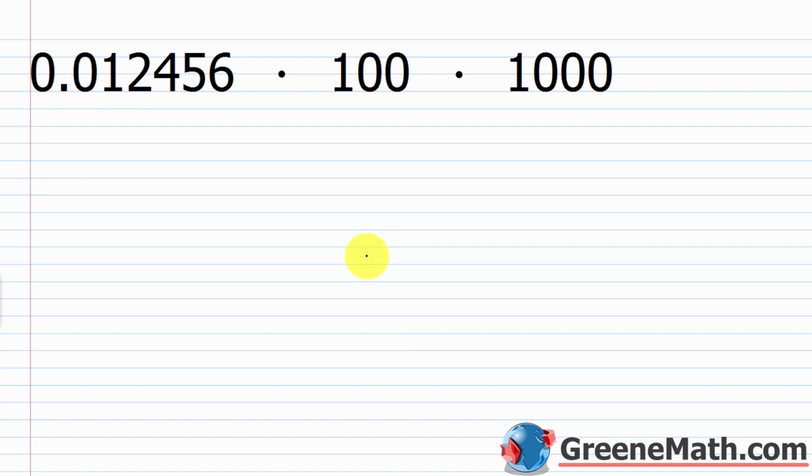All right, for the final problem, we have 0.012456 times 100 times 1,000. So 100, most of you should know at this point, is 10 squared, right? That's a power of 10, and the exponent is a whole number that's 1 or larger. 1,000 is also a power of 10. It's 10 cubed, right? So same scenario.